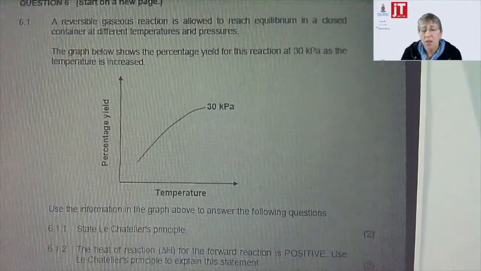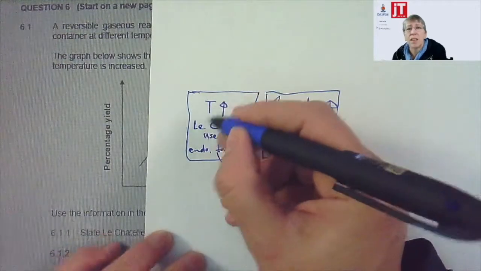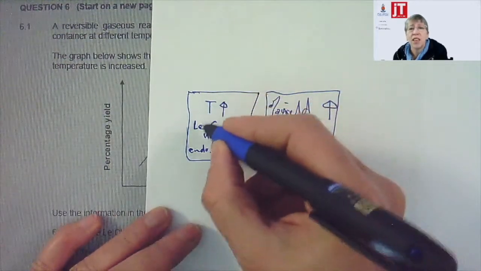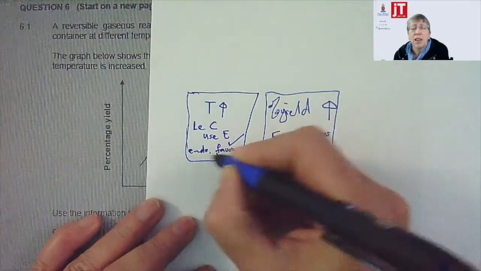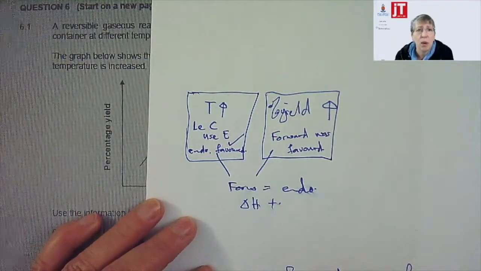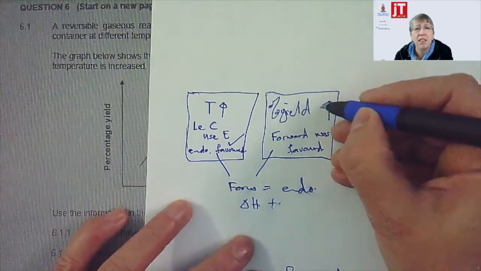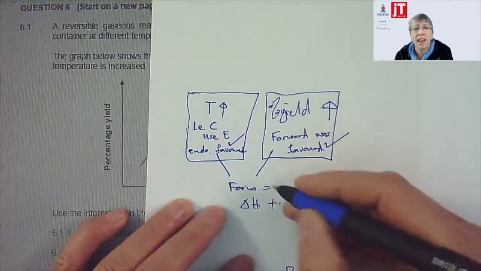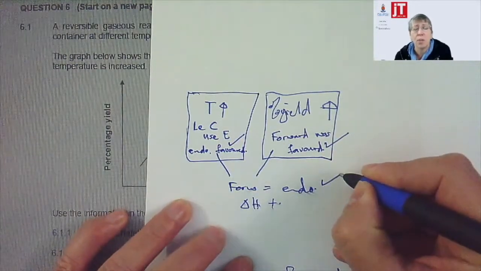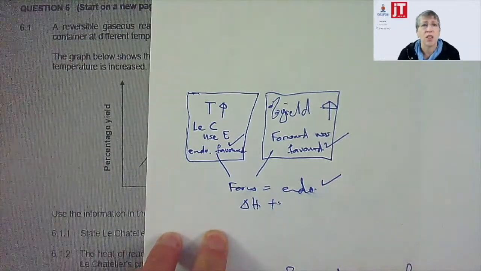So if they ask that for 3 marks, it will definitely be because you tell them that an increase in temperature is always, according to Le Chatelier, going to favor the endothermic one, right? The fact that we have an increase in yield tells me that forward was favored, and that's why I can say forward is endothermic, which means it's positive, but that they already gave us. That's why it's not a mark.